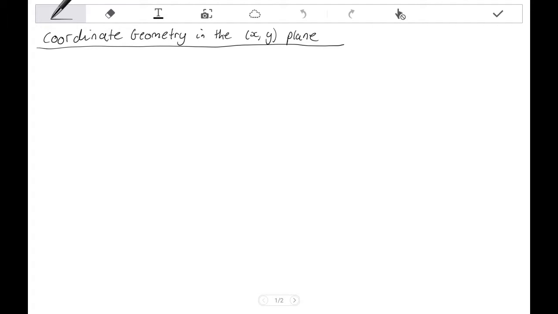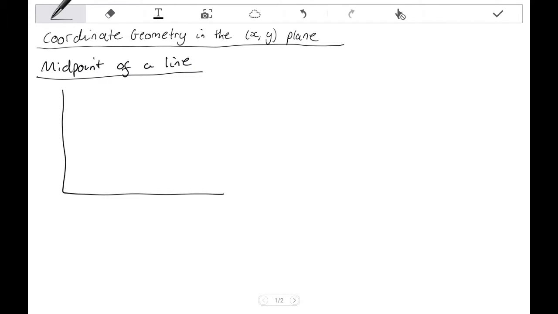Okay, so let's get started with the content. The first thing that we're going to look at is the midpoint of a line. Okay, so what are we going to need for this? Well, let's imagine that we've got some straight line here that goes from x1, y1 to x2, y2, and we want to know what the coordinates are of the midpoint.